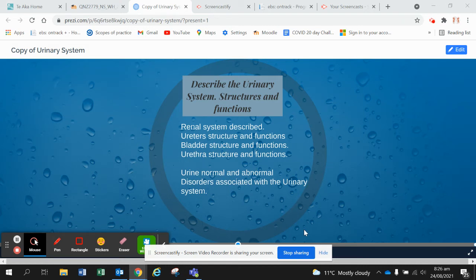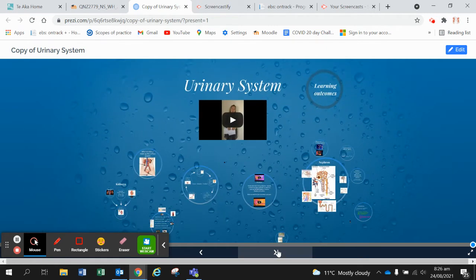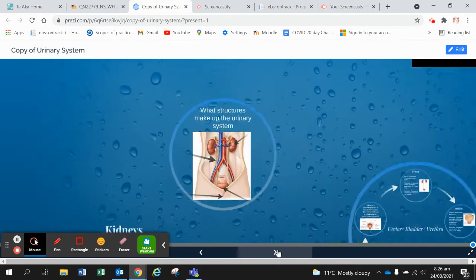I'm just going to do a quick voiceover to help you understand a little bit more of the urinary system. Okay, what do we have here? Let's move on. These are the learning outcomes that you'll need to know for when you do your online test and also to help you with your case study. Moving forward. Here we go.